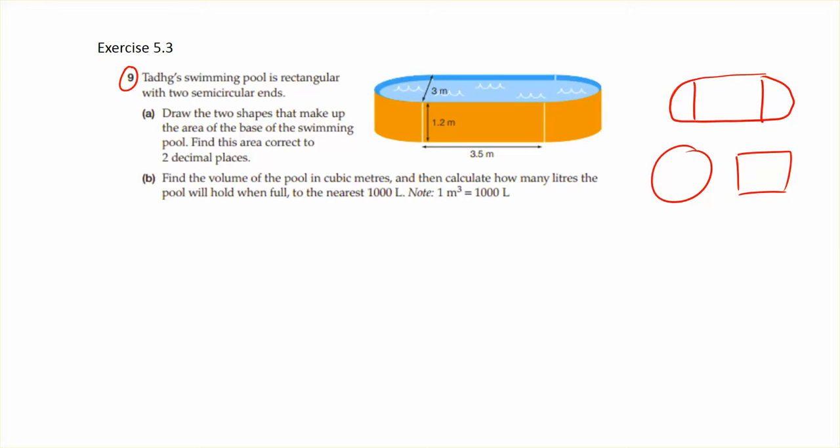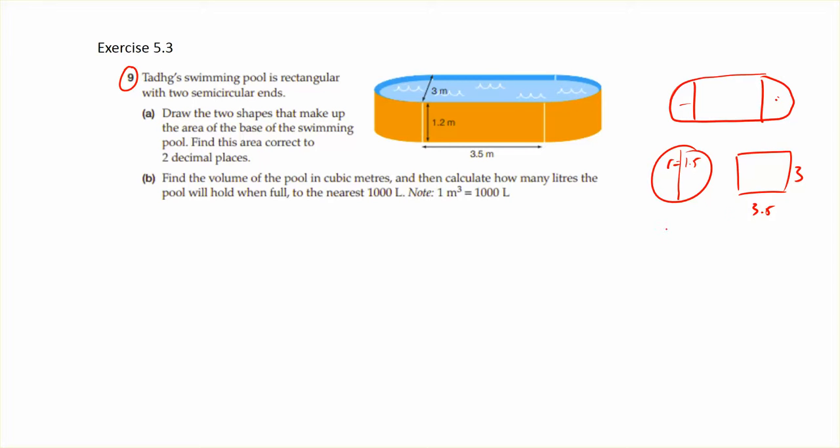Because if you split it in half, you get the two bits at the end, which is essentially what they're trying to infer by draw two shapes that make up the area of the base. Find the area correct to two decimal places. So the area is pretty easy. This is 3.5 and this is 3. The diameter of the circle happens to be 3, so the radius is 1.5 for the circle.